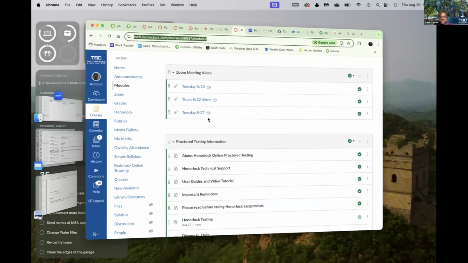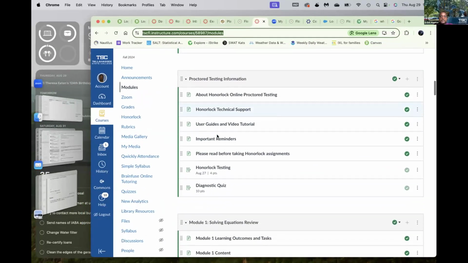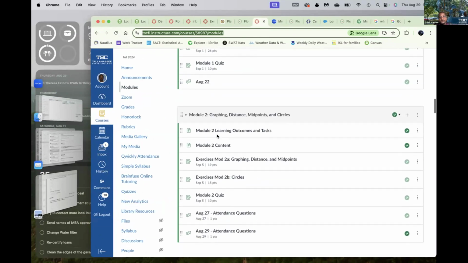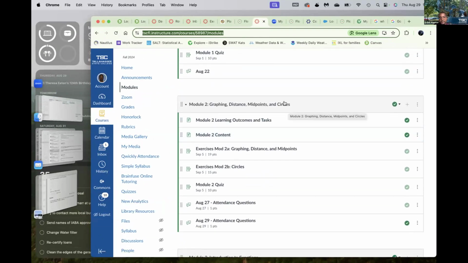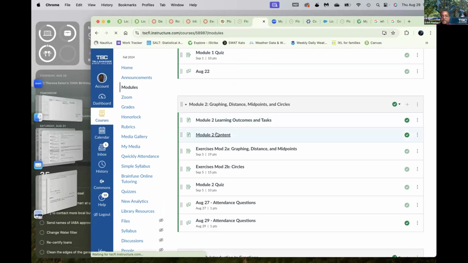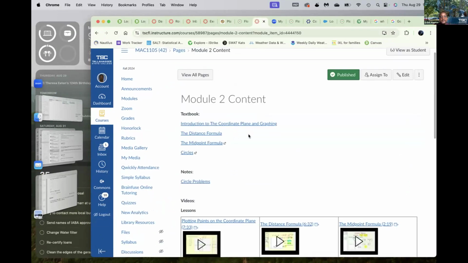So now that I've completed a little bit of a review, what's going to be happening? We are in week 2 right here. We're working through module 2, graphing, distance, midpoints, and circles. We're just about done with graphing. And then once you get done with that, we're going to move into the distance formula, the midpoint formula, and then the circle formula. All right, so with that, let's go ahead and get started on what we have to do today.